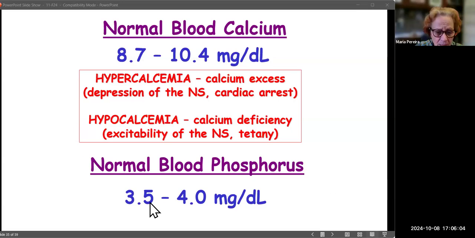So here's the range of phosphorus in the blood, but this is not so important. It is important, but I want to focus on calcium. Tetany is when your body, the muscles are continuously active. That is a condition known as tetanus. There's no relaxation.